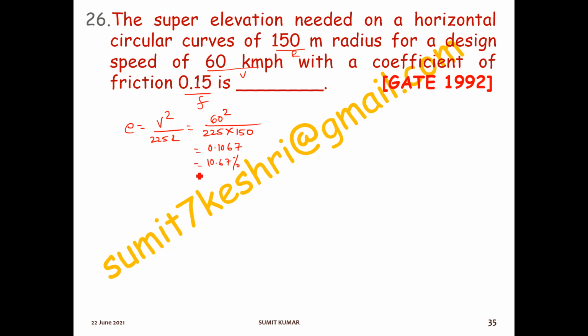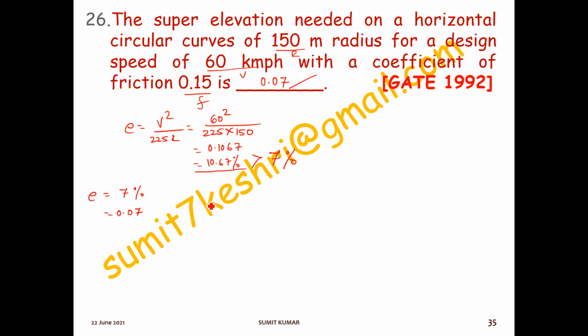So what is the criterion for E? The maximum value of E should be 7%. It cannot go beyond 7%. But here we are getting the value of E as 10.67%, which is greater than 7%. So keep E as 7% only, that is 0.07. Actually the answer is already 0.07, but however, for a check of this design, we go for the second step.